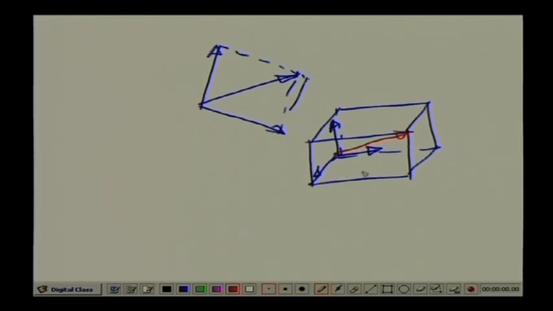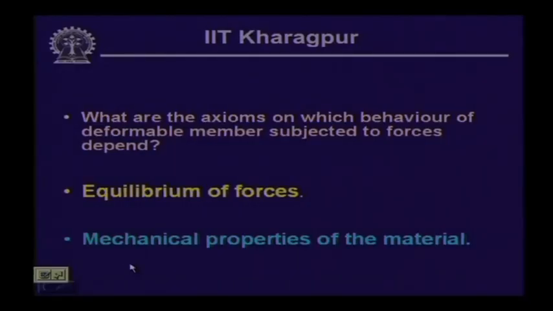must be satisfied. So, these are the two basic axioms based on which the forces which act on the deformable body are guided. Also, the mechanical properties of the material are essential to be satisfied. So, these properties of the material are to be established through laboratory experiments. Hence, the equilibrium of forces and mechanical properties, these two are the main aspects of the behavior of a deformable member subjected to forces.